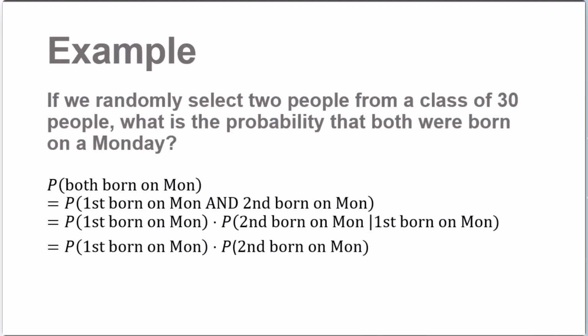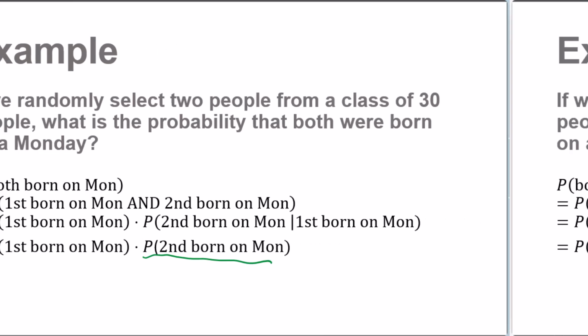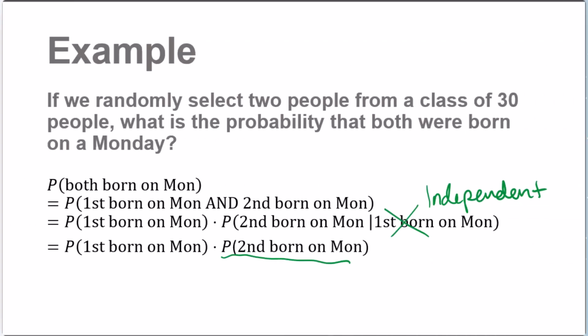So the second probability, the conditional probability, is really just the probability that the second person was born on a Monday. And that's because these are independent events. So the condition just doesn't really matter. So really, this is just the probability of each of the people being born on a Monday multiplied together.